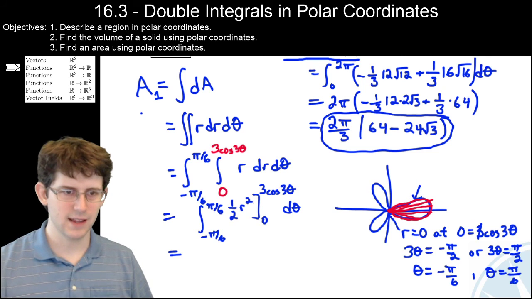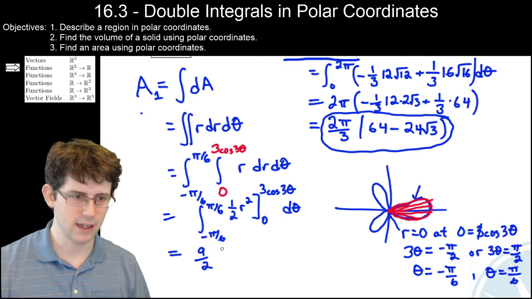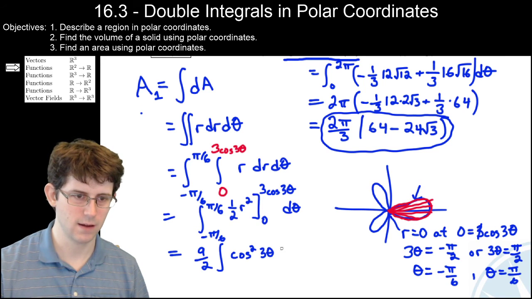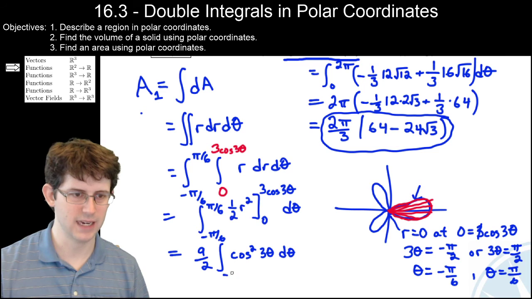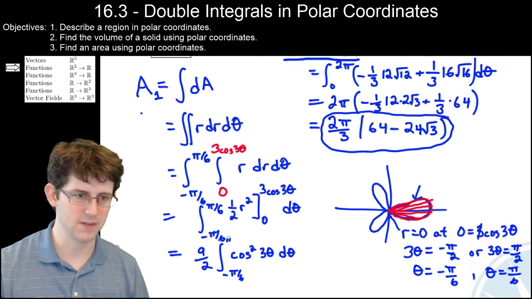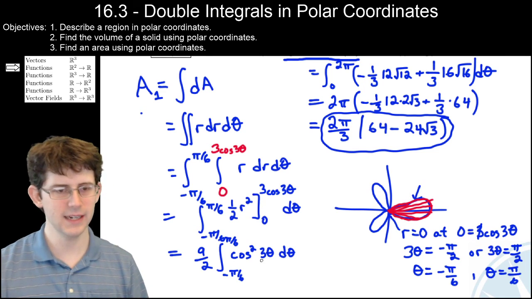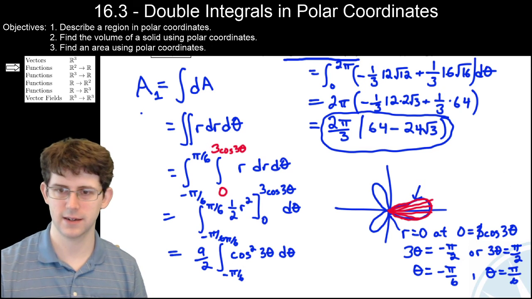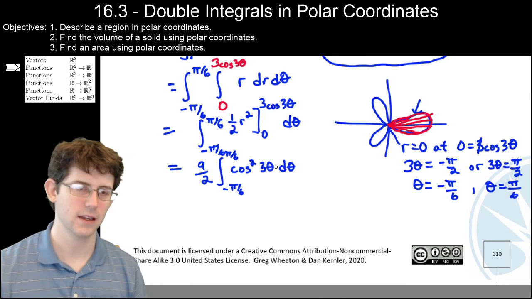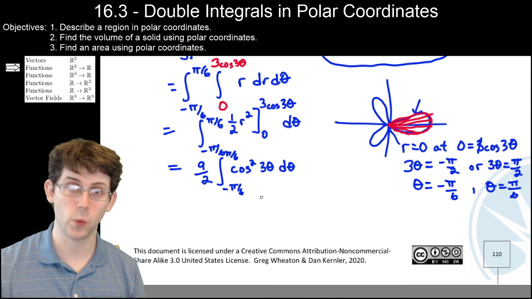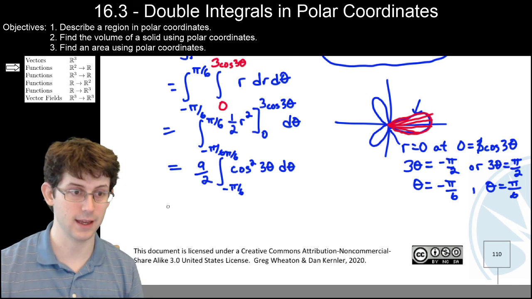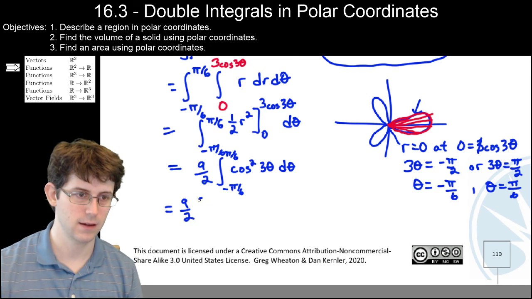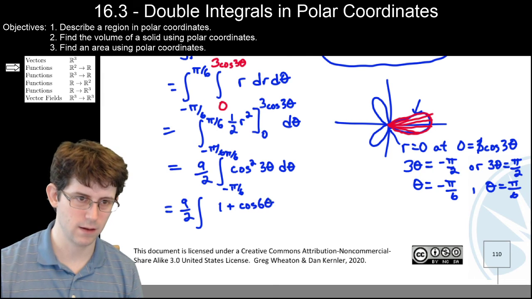The 0 doesn't do anything here, so I'm just going to have 9/2 cosine squared of 3 theta from minus pi over 6 to pi over 6. Integral of cosine squared 3 theta. Okay, well, we can use a trig identity to simplify this. Cosine squared of anything is 1 plus cosine of double that thing, all over 2.